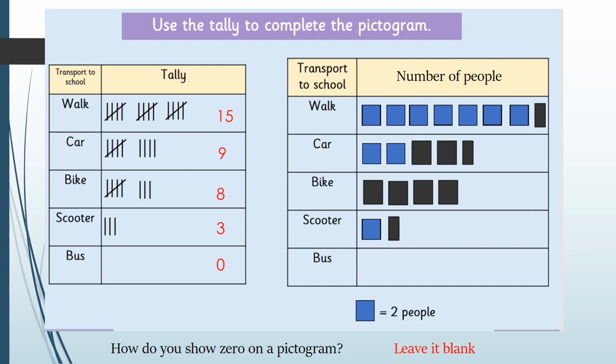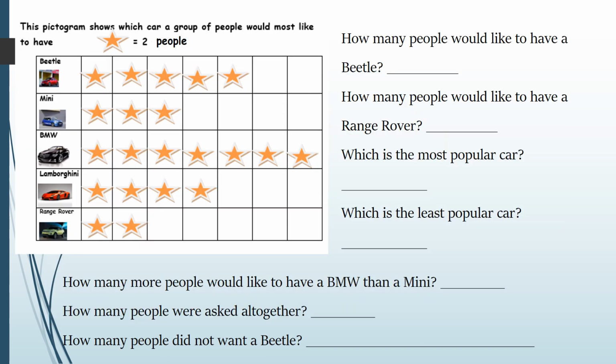Right, let's try one more. Okay, so this time we've got a lot of word problems that we need to answer based on this pictogram. So this pictogram shows which car a group of people would most like to have. And the star represents 2 people.